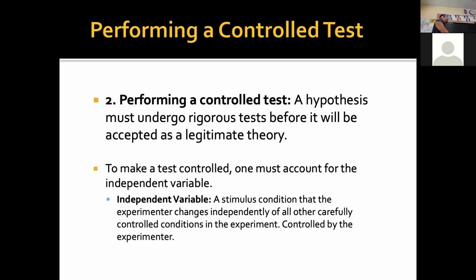So independent variable, again, is a stimulus condition that the experimenter changes independently. The experimenter is changing that variable in order to achieve a certain outcome, the dependent variable. The independent variable is the cause, the interchangeable variable included within the study. Most of the time, you'll find the independent variable at the beginning of a hypothesis: if independent variable, then dependent variable. Does that make sense, guys? Not all the time, but for the most part, you'll see that.